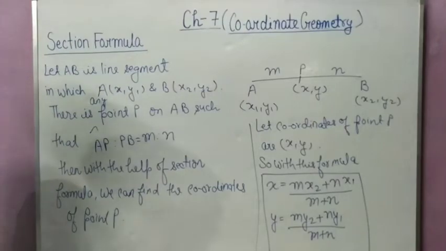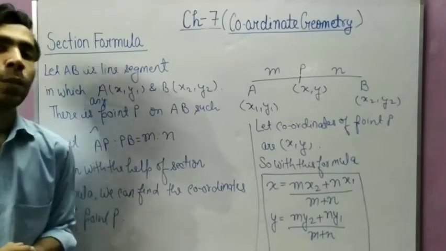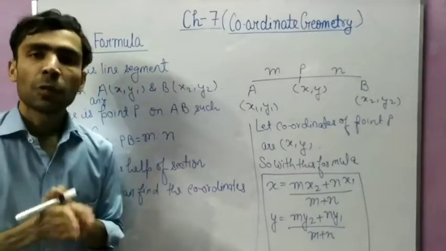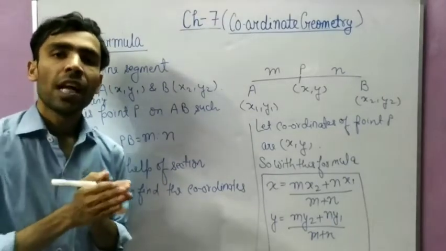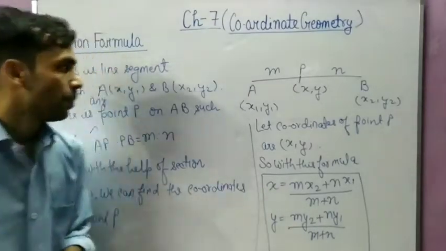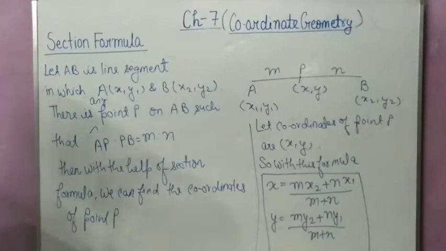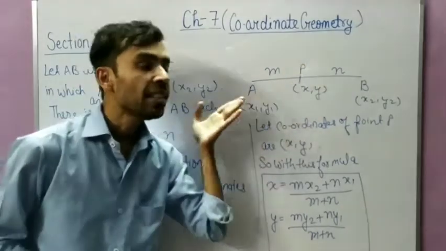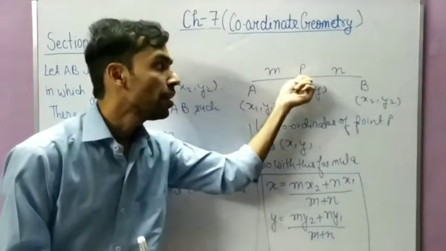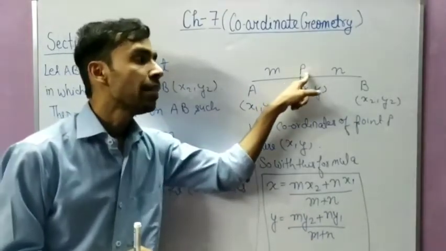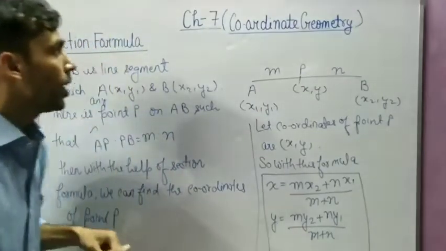So this whole thing is known as the section formula. It means a particular point is dividing a line segment in a certain ratio, so with the help of the section formula, we can find the coordinate of that point. Okay. And see, this point P is dividing this line internally now, because this point is lying between A and B. So we can say this point P divides AB internally. Okay.